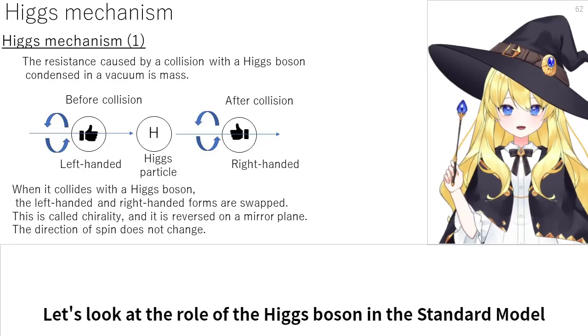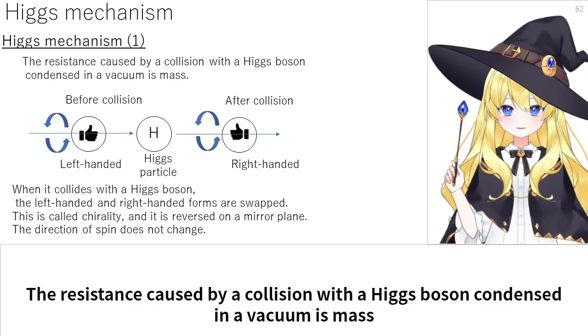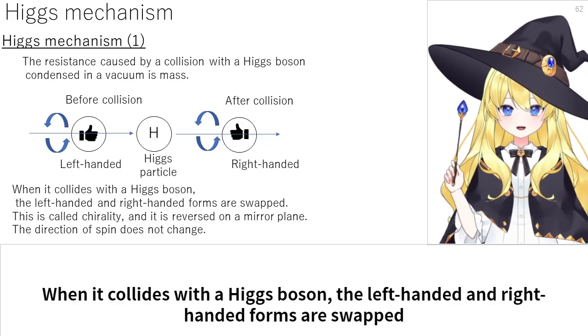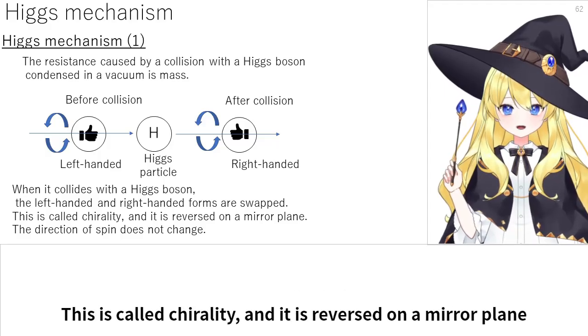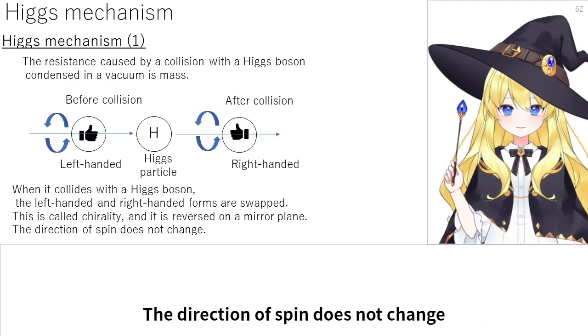Let's look at the role of the Higgs boson in the Standard Model. The resistance caused by a collision with a Higgs boson condensed in a vacuum is mass. When it collides with a Higgs boson, the left-handed and right-handed forms are swapped. This is called chirality, and it is reversed on a mirror plane. The direction of spin does not change.